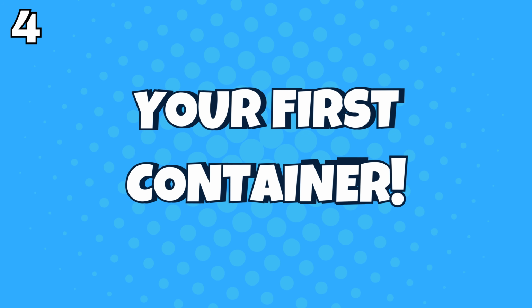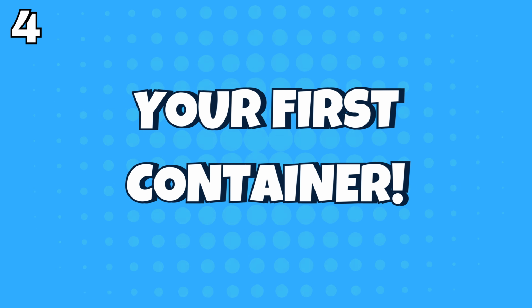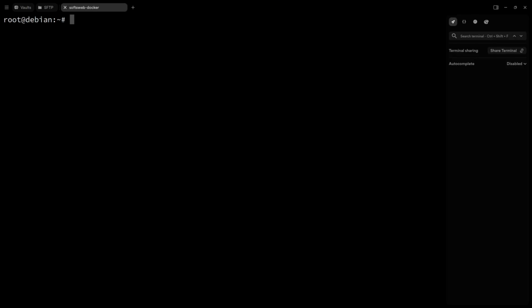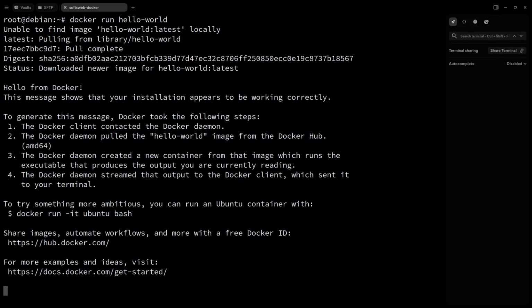Now that Docker is installed, let's run our very first container. Open your terminal and type docker run hello-world. This downloads a tiny image from Docker Hub and runs it. If everything works, you'll see a message saying hello from Docker. This confirms that Docker is working fine on your system.